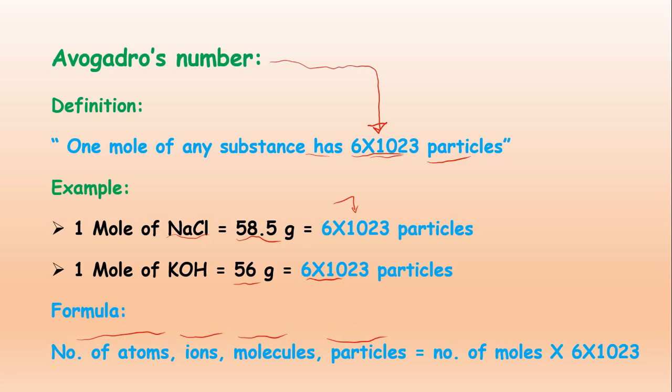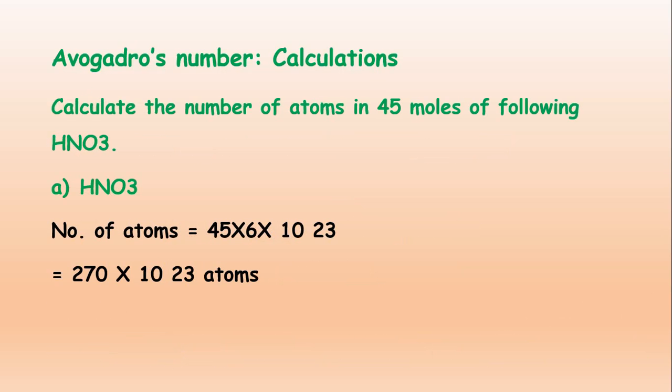The number of atoms, ions, molecules or particles is equal to the number of moles which will be given, multiplied by 6 × 10^23. So what you will get is directly the number of atoms, ions, molecules or particles. Now let's solve the questions related to this formula. Then it will be very easy for you to understand the formula.